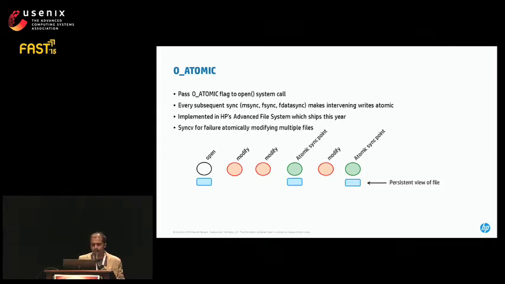So here the white and green circles are the atomic sync points, and we achieve this using existing system calls, msync, fsync, and fdatasync. In the event of a failure between any two sync points, the file is rolled back to a previous sync point.